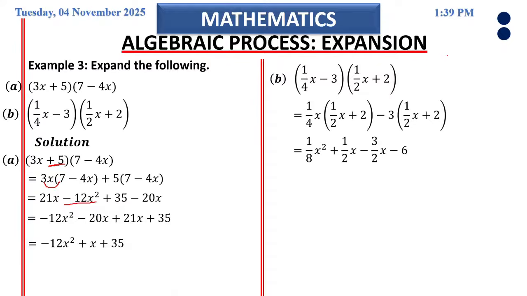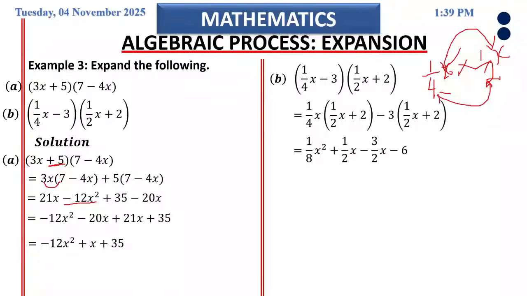So that is what has happened here. So 1 over 4x times 1 over 2x. So 1 over 4 times 1 over 2 gives you 1 over 8, and x times x gives you x squared. So that's how we come about that.